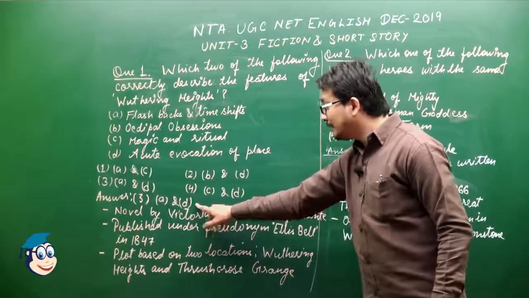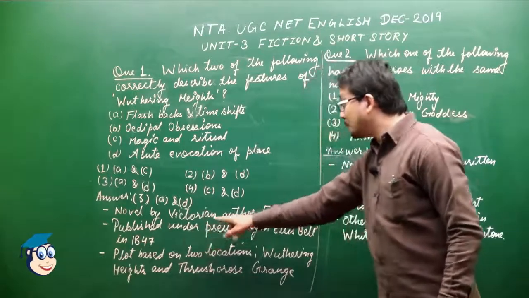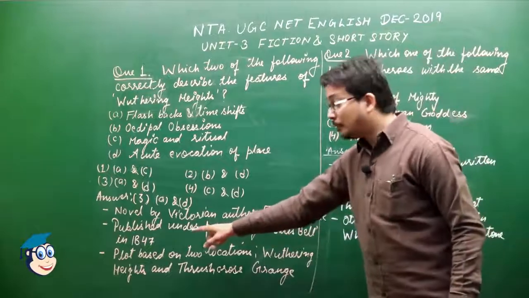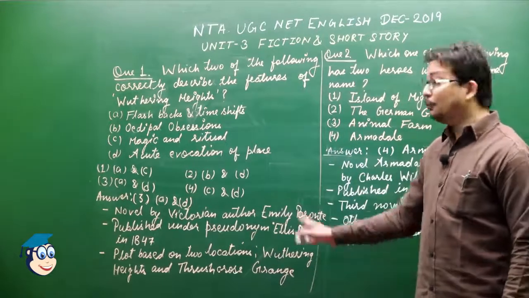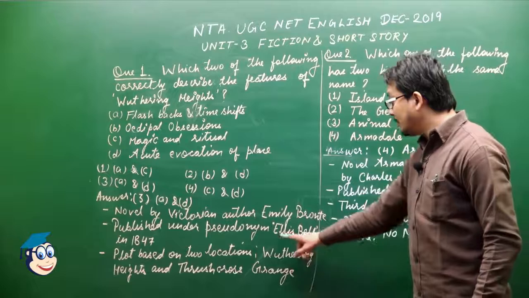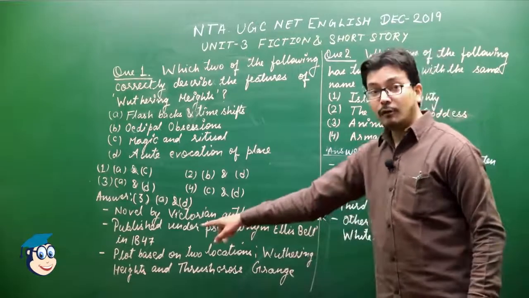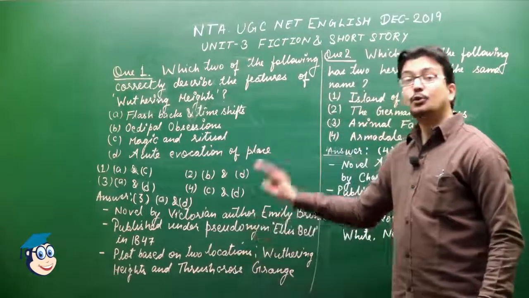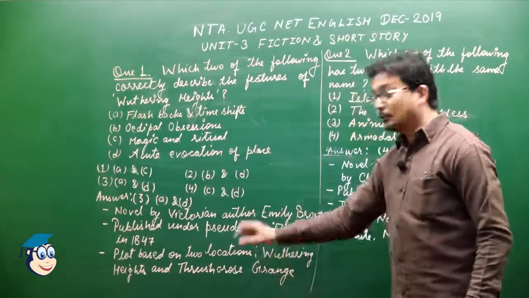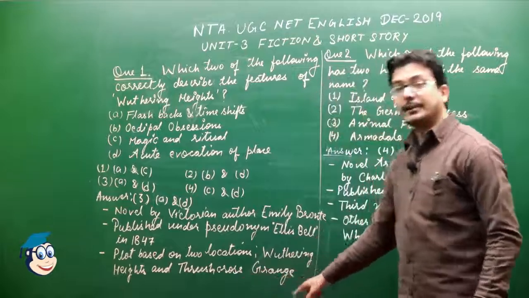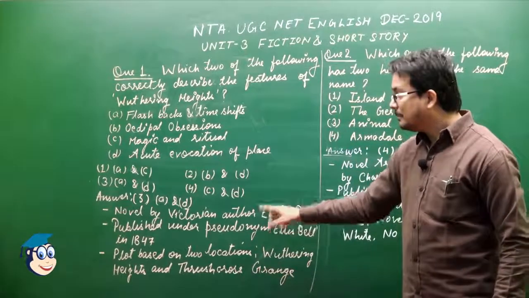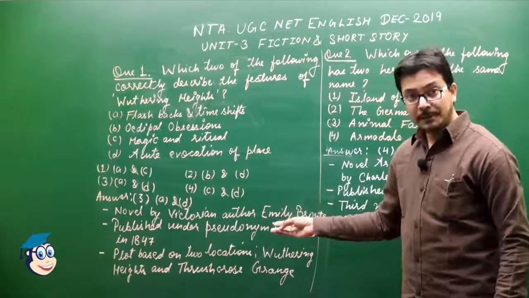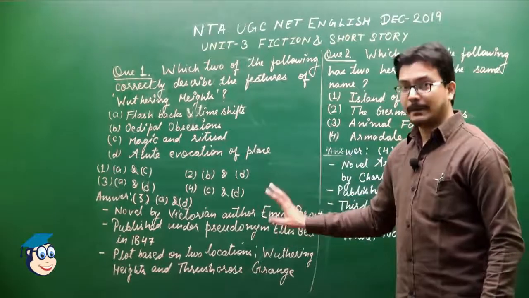And the reasons for that? It is a novel that was written in the Victorian age by the author Emily Bronte. The novel was published under a pseudonym, that means a false name that is generally used by writers. The name was Ellis Bell, and the novel was published in 1847. The plot of the novel is based on two locations: Wuthering Heights and Thrushcross Grange. There were two narrators in this novel, Lockwood and Nellie Dean. They are the prime narrators.